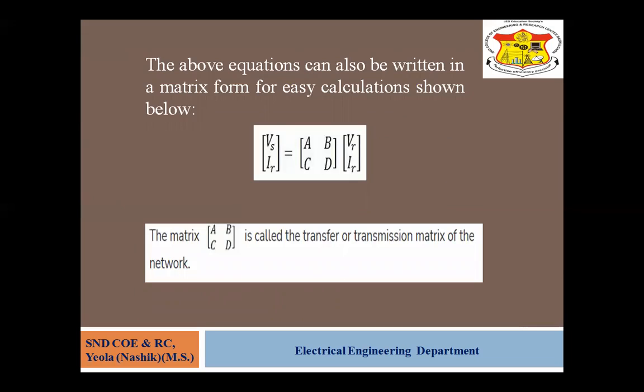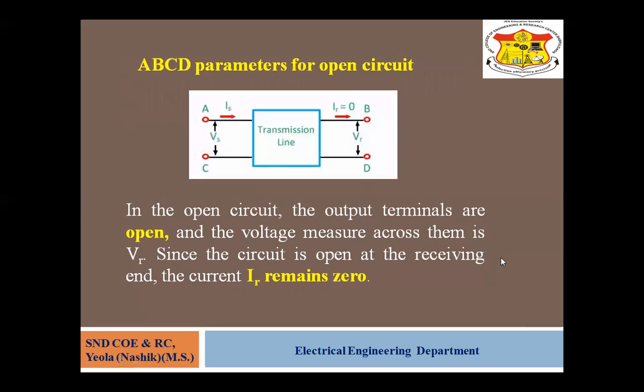The above equations can be written in matrix form for easy calculation, as shown: [Vs, Is] is a column matrix, which is equal to the matrix [A, B; C, D], a 2 by 2 matrix, multiplied by [VR, IR], which is again a column matrix. The matrix ABCD is called the transfer or transmission matrix of the network.